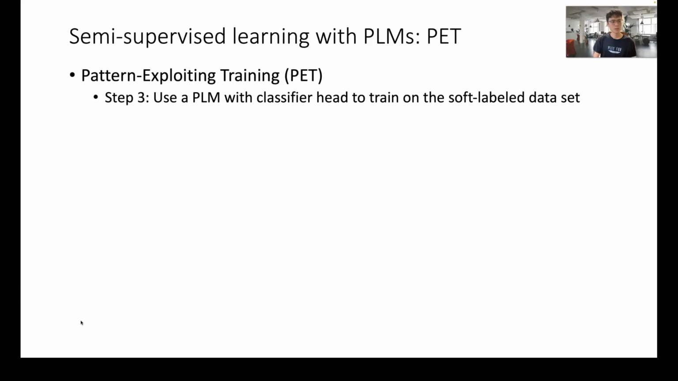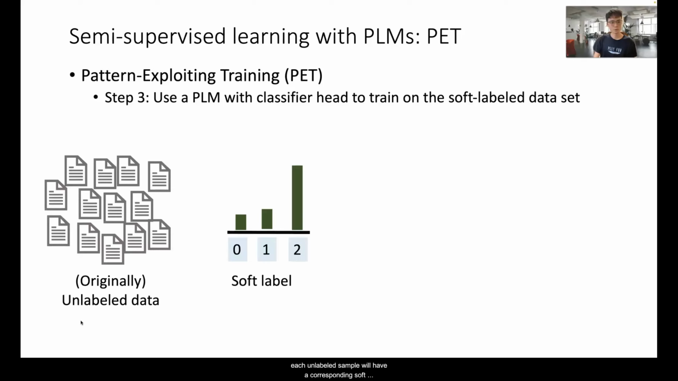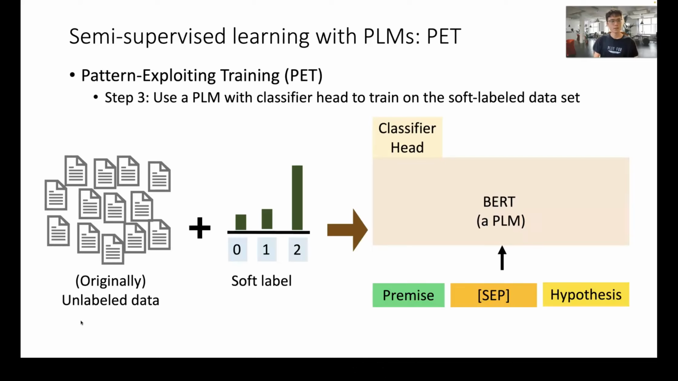After this step, each unlabeled sample will have a corresponding sublabel that was predicted by the ensemble of all the prompt tuning models. The last step is to train a model using the unlabeled samples and sublabels to fine-tune a pre-trained language model.